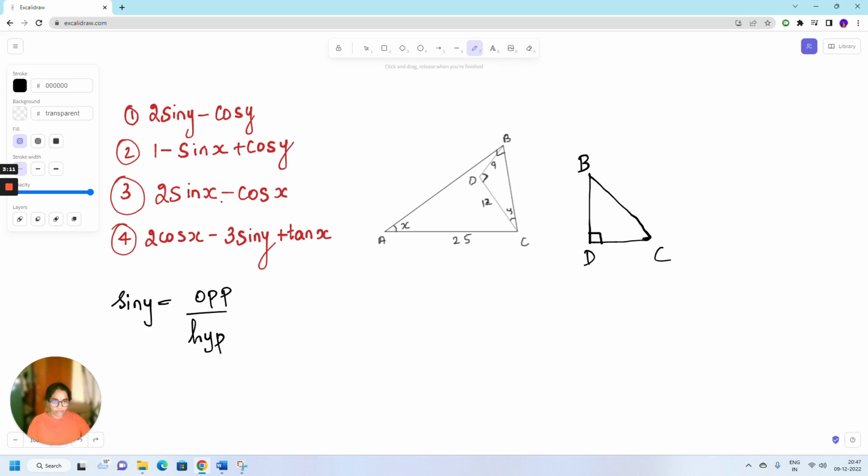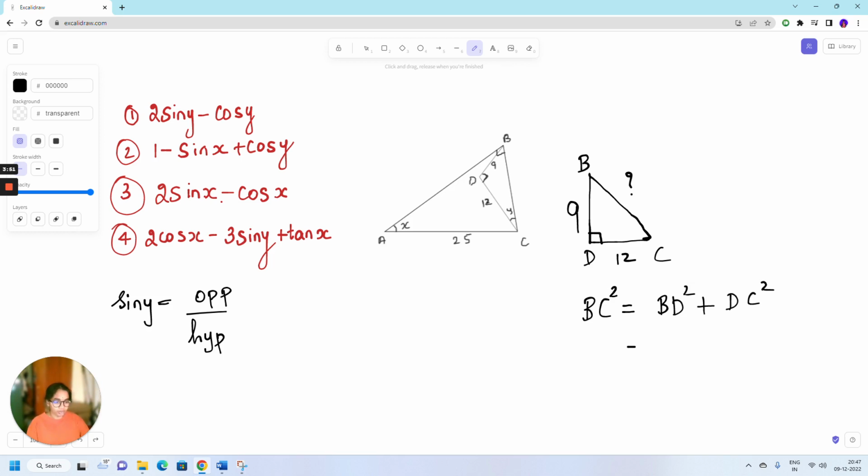Now BD is 9, DC is 12, and BC, that is the longest side, is the hypotenuse. Let us find this hypotenuse. What is the formula that we use? We use Pythagoras theorem. What does Pythagoras theorem say? The hypotenuse square is equal to the sum of squares of the other two sides.